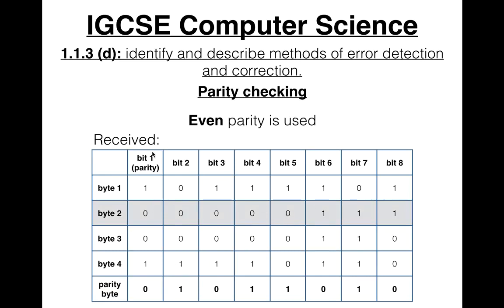So let's check where it is vertically. 1, 2. That looks good. 1, 2, 1, 2, 1, 2, 3. Here we are again. So this must be the bit that's been transmitted incorrectly.